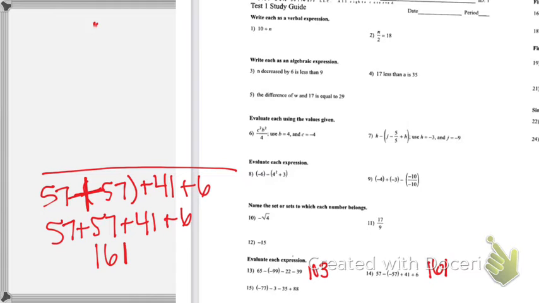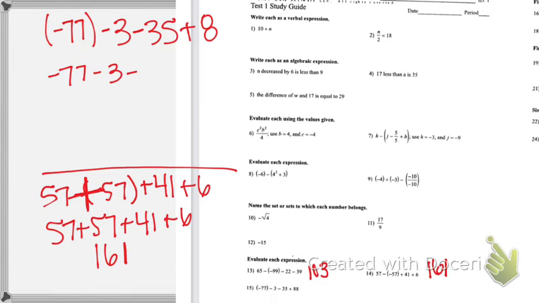All right. Next, we have number 15. Number 15 says negative 77 minus 3 minus 35 plus 88. We don't have any two negatives beside each other, so we're not making anything positive. So it would just be negative 77 minus 3 minus 35 plus 88, and that would be a negative 27. And I'm sorry, that is 88.